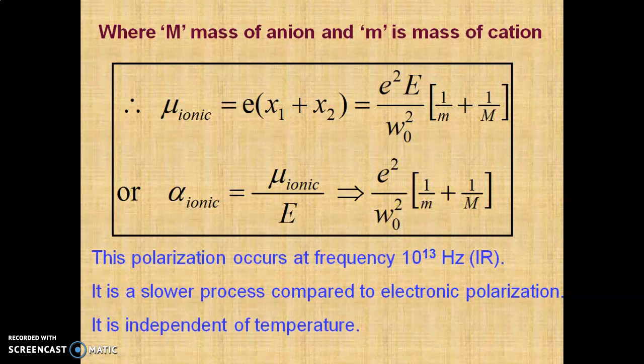This polarization can occur at optical frequencies like 10 power 13 Hz, infrared, and it is a slower process compared to electronic polarization, because here the ions are responsible, and the weight of these ions is more, so it is a slower process, right? And it is independent of temperature. You can see there is no temperature term in this equation. So ionic polarizability equals E square by omega naught square into 1 by m plus 1 by capital M, right? Got it?